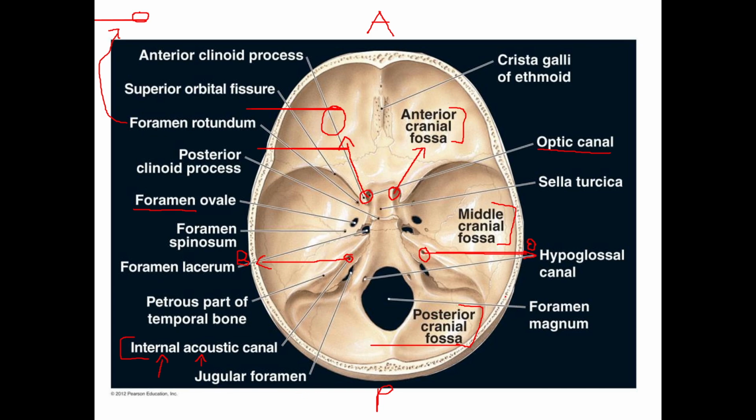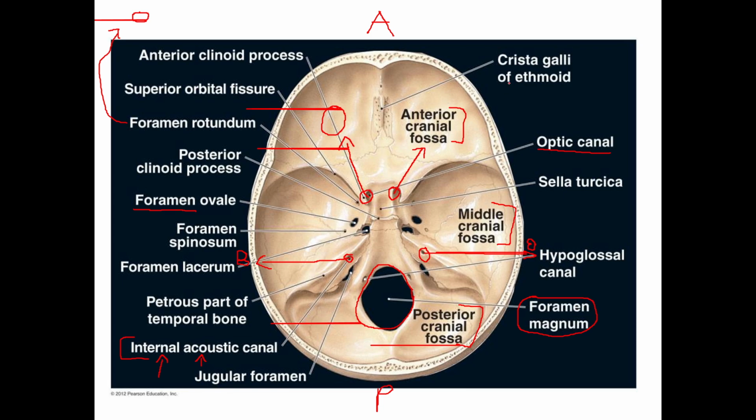As we move our way down, we have the foramen magnum. So hopefully the first thing you think of when you think of magnum is big or huge or large. The largest hole in the skull is going to be the foramen magnum. And this is going to allow for the passageway of our spinal cord.